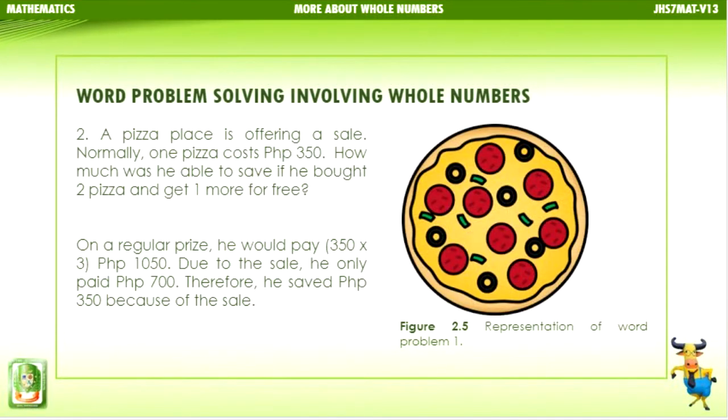2. A pizza place is offering a sale. Normally, one pizza costs 350 pesos. How much was he able to save if he bought 2 pizzas and got one more pizza for free? On a regular price, he would pay 1050 pesos for 3 pizzas, but, because of the sale, he only paid 700 pesos. Therefore, he saved 350 pesos because of the sale.